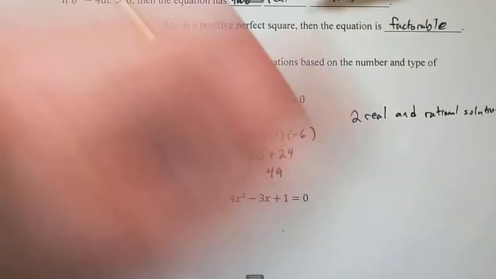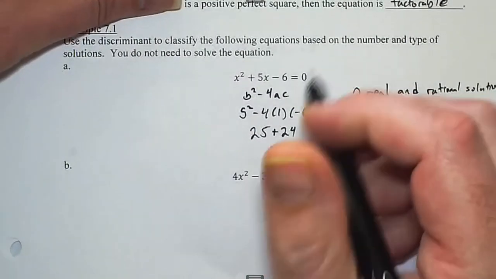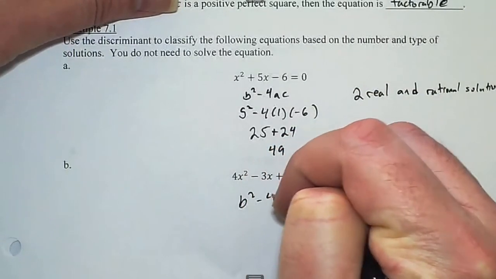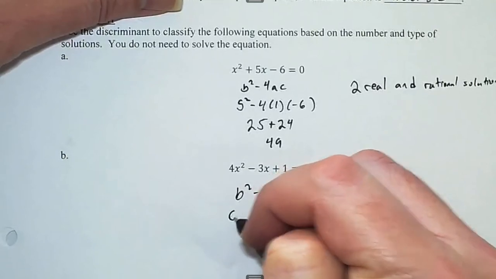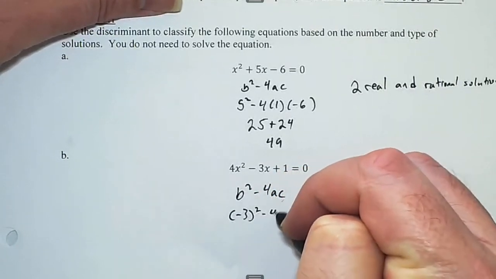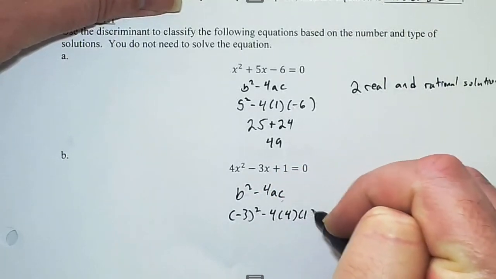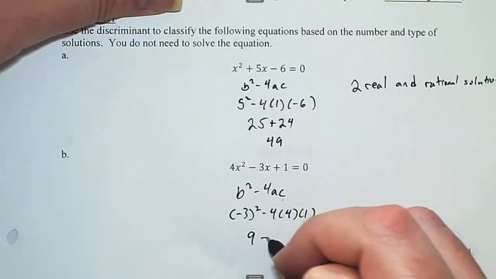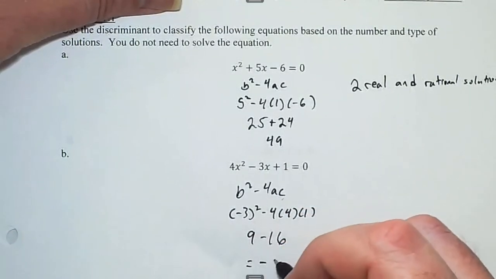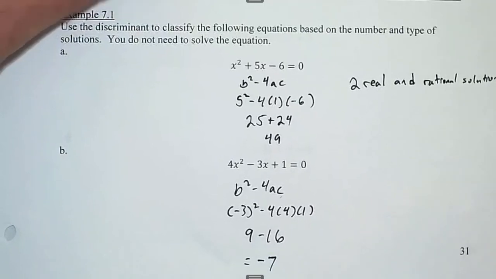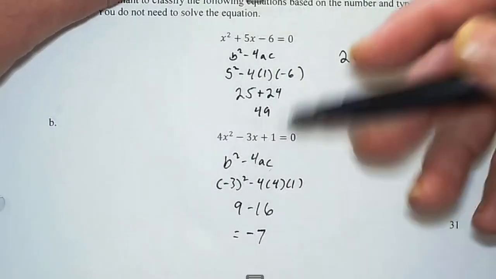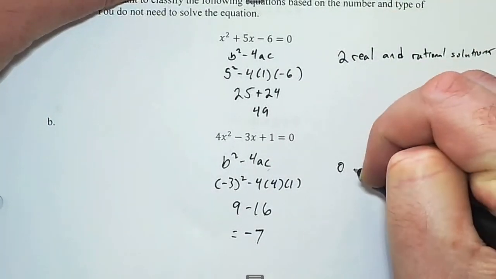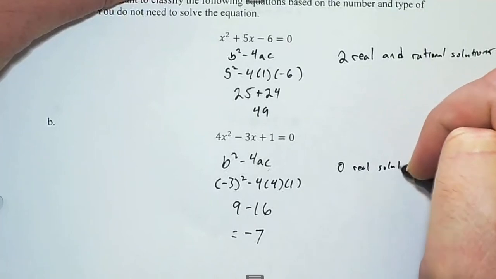Let's take a look at the next one. Again, we're just classifying it with the discriminant. B squared minus 4ac. So b squared minus 4 times 1. That's a 9 minus 16. Was that negative 7? Okay, so what's under the square root is a negative 7. Can I square root a negative? No. So 0 real solutions.